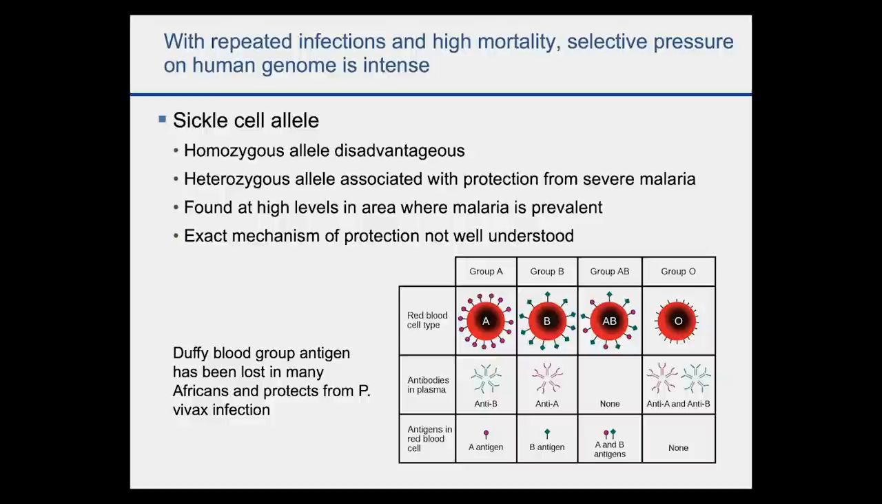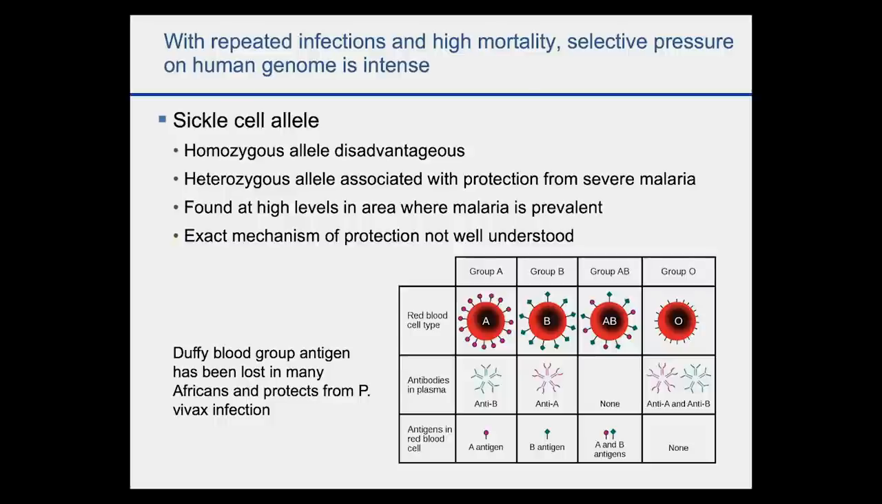In addition, there's a variety of other different blood group alleles, alleles of genes for proteins that are expressed in red cells, that are thought to confer protection against malaria. One of them is the Duffy blood group antigen, which has been lost in many Africans, and this provides protection against Plasmodium vivax, which does not infect many African populations.